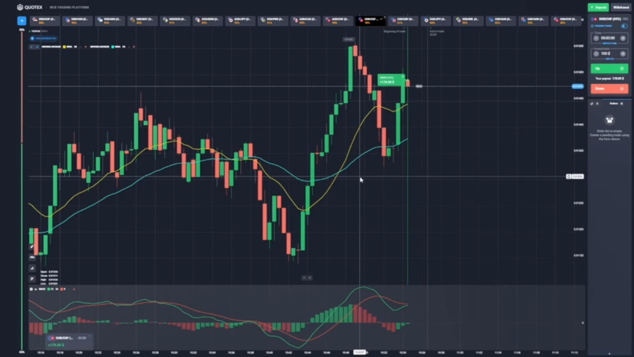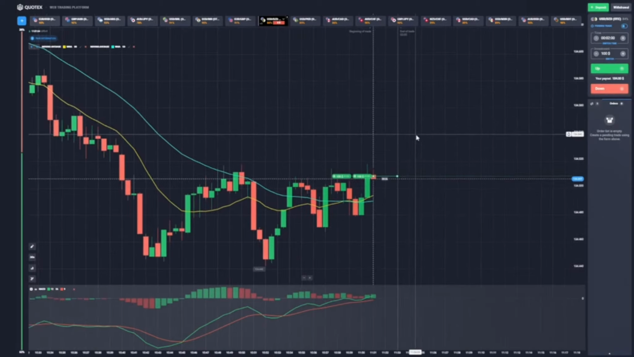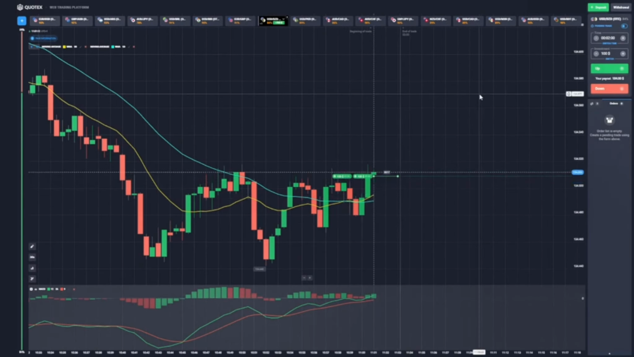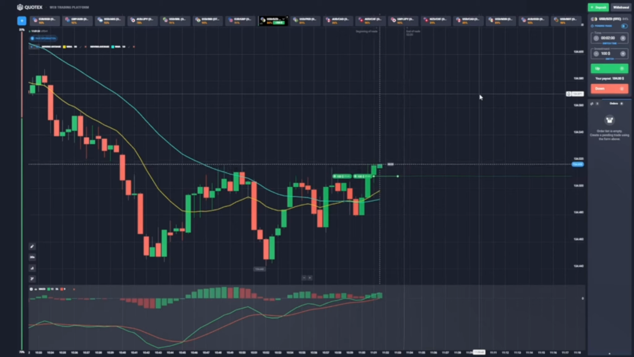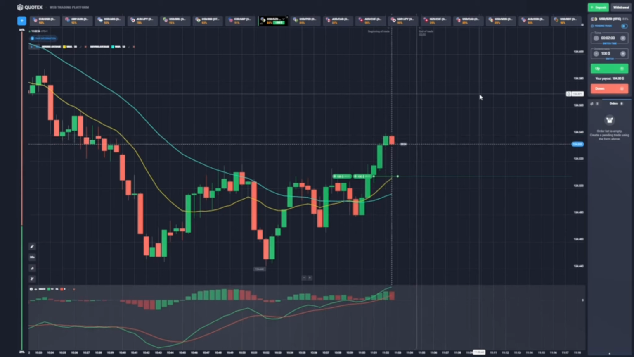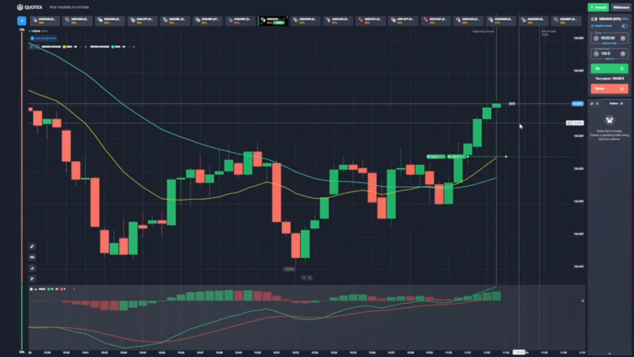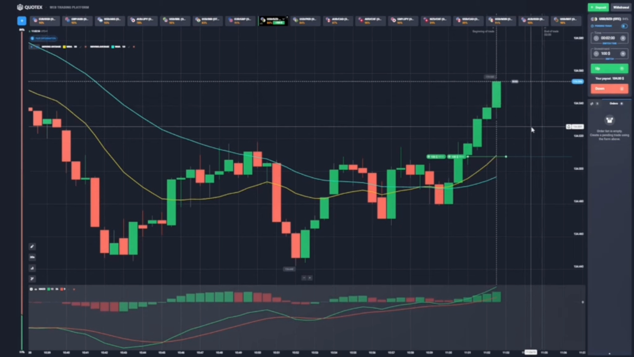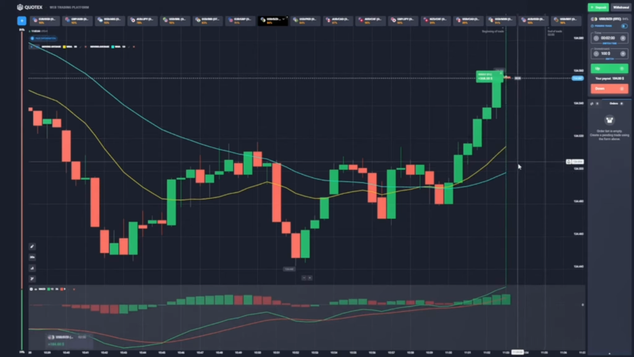Closing all in profit. Here the moving averages have crossed upward and the MACD is showing some increased momentum. The entry was all good.